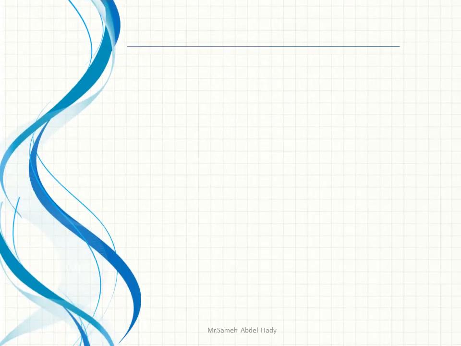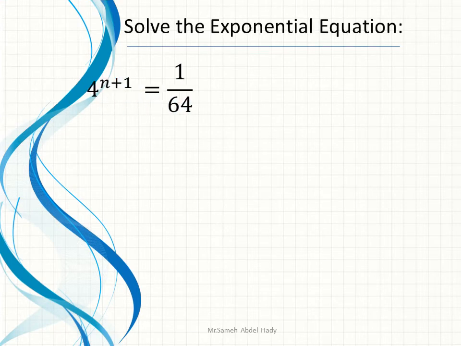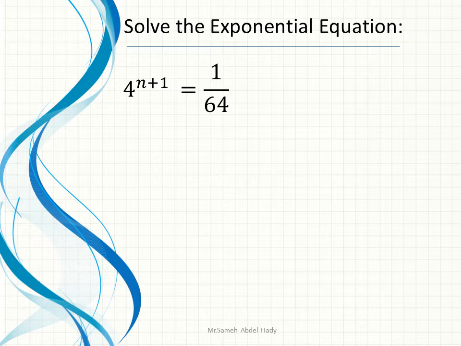Alright, so we will take this example. 4 power n plus 1 equals 1 over 64. What should I do here? I have 1 over 64. I can write it as 1 over 4 power 3, because 64 equals 4 power 3.